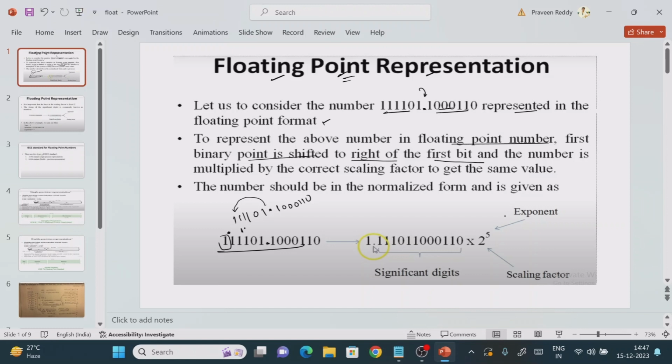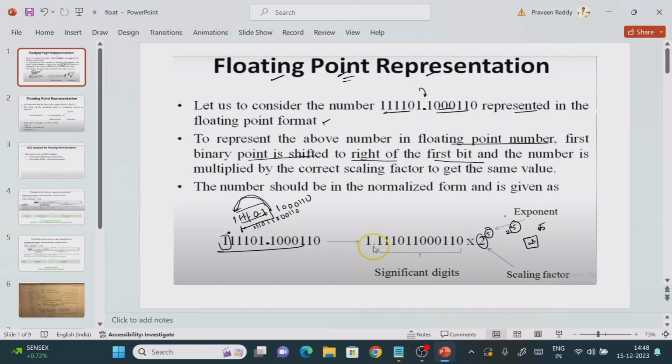After shifting the dot, the value is 1.1101 followed by the remaining bits 000110. How many times has it shifted? 1, 2, 3, 4, 5. This is what we represent in terms of the exponent value. This is the scaling factor, and remember that the scaling factor should always be 2.